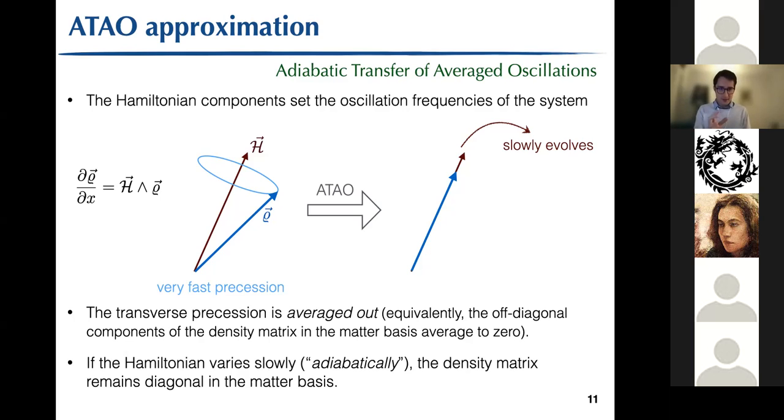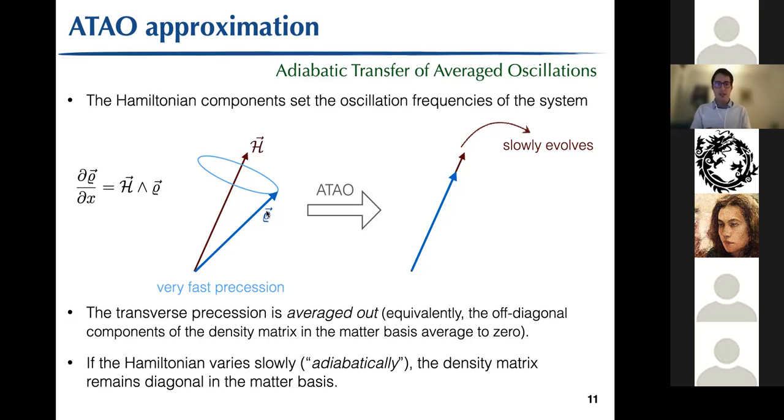As I said, the Hamiltonian components set the oscillation frequencies of the system. That's just a property of what is in the Hamiltonian. To simplify, take this equation in general with a Hamiltonian H. We expect a precession of rho around H. And if this precession is really fast compared to all the other timescales in the problem, basically any physical process will average out this fast transverse precession, and it amounts to projecting rho onto H.